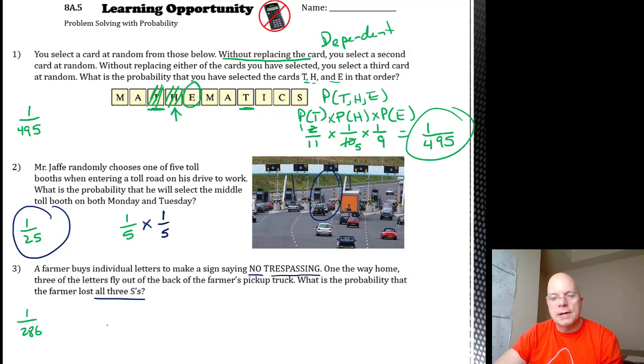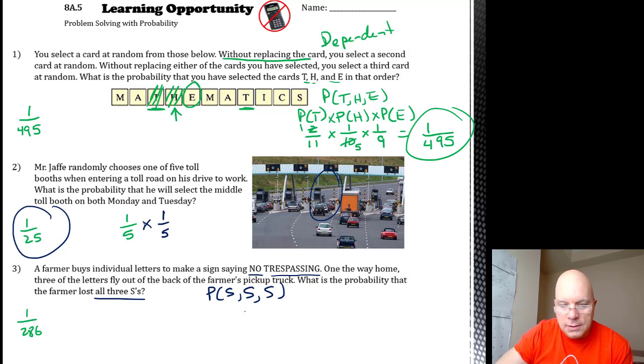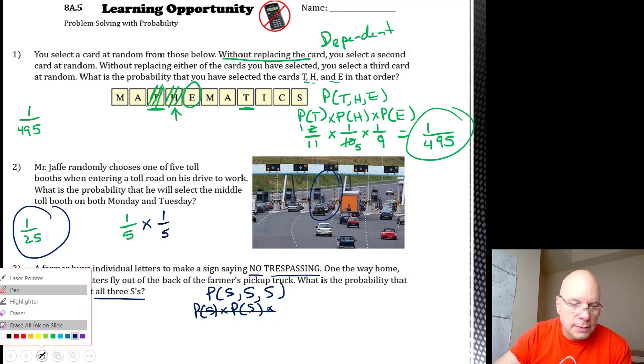Now we have to treat this the same way we would treat it if one letter flew out, and obviously wasn't replaced because it's not going to fly back into the pickup truck, and then another one flew out, and then the third one flew out. Even though all 3 are flying out at the same time, you treat it like one after the other, because the second letter cannot be the first letter. So these are dependent events. So it's the probability of S, S, S, which equals the probability of S multiplied by the probability of S after S multiplied by the probability of S after the first 2 S's.